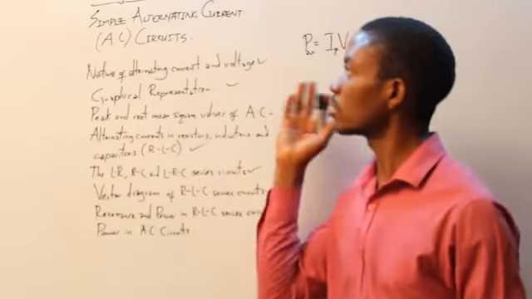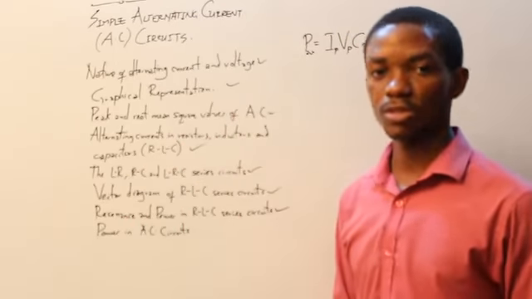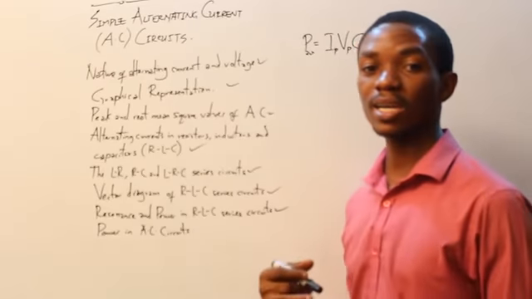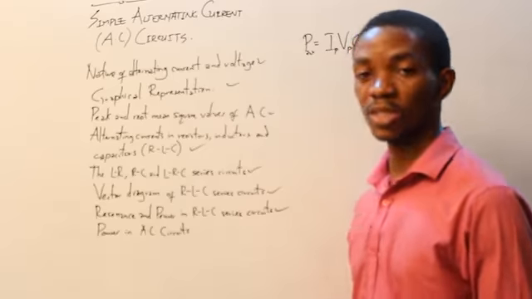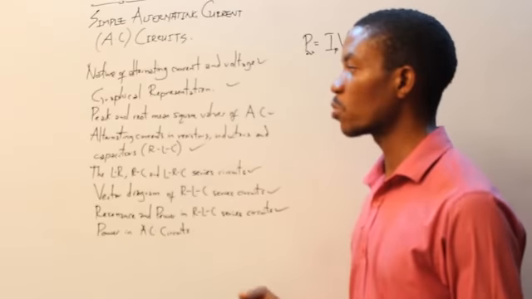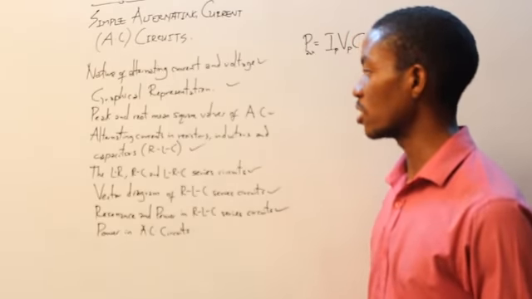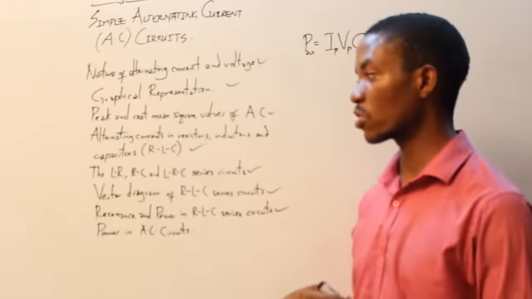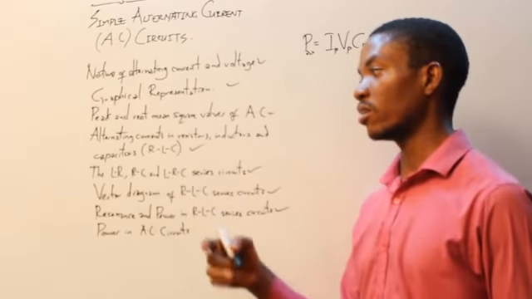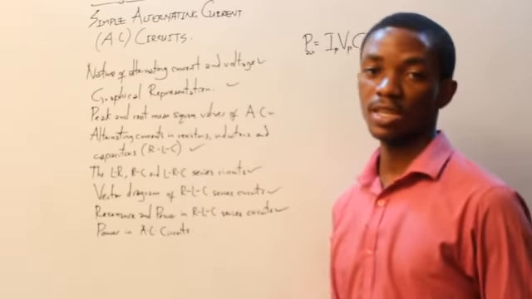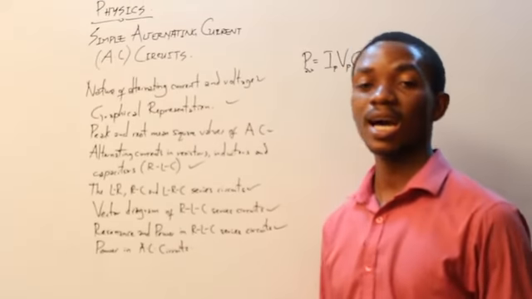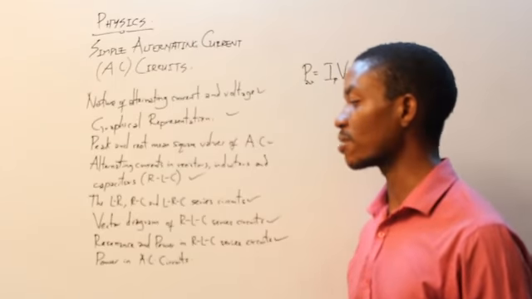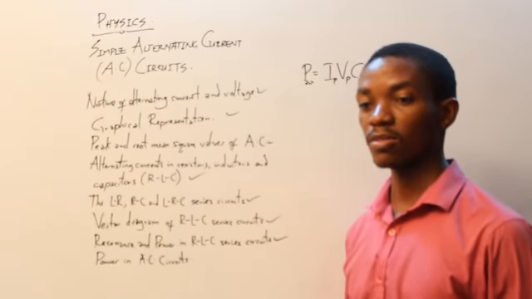So we have spoken about the simple alternating current circuits, that's the AC circuit. We looked at the nature of alternating currents and voltage. We spoke about the graphical representation. We looked at peak and root mean squared values of alternating currents and voltage. We also spoke about the alternating current's reactions in resistors, inductors, and capacitors. We then focused on calculations of LR circuits, RC circuits, and RLC circuits. We also looked at resonance and power in the AC system.